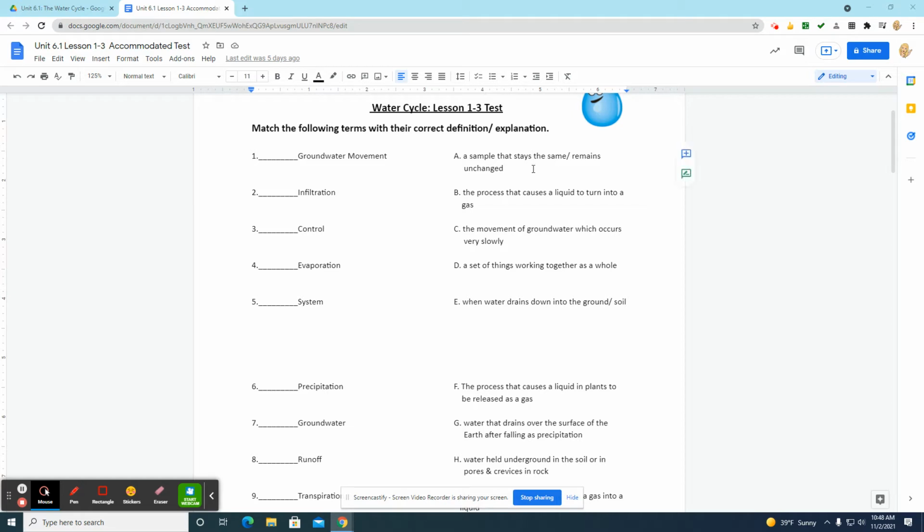Moving over to the definitions, A is a sample that stays the same or remains unchanged. B, the process that causes a liquid to turn into a gas. C, the movement of groundwater, which occurs very slowly. D, a set of things working together as a whole. And E, when water drains down into the ground or soil.